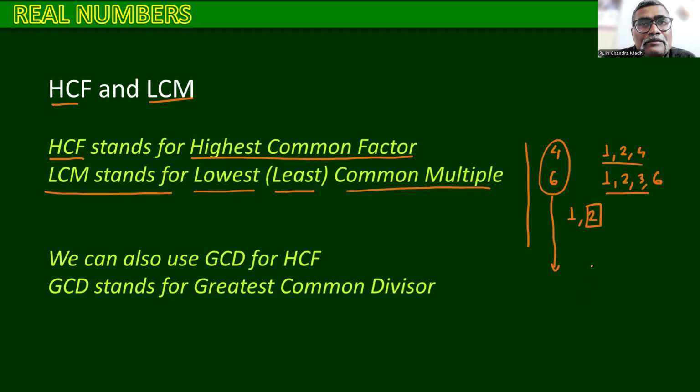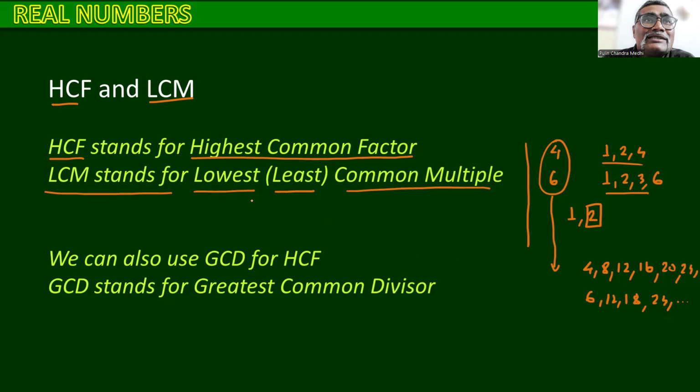This is important. 4 ones are 4, 4 twos are 8, 4 threes are 12, 4 fours are 16, 4 fives are 20, 4 sixes are 24. I'm writing up to this only. And then 6 also you take. 6 ones are 6, 6 twos are 12, 6 threes are 18, 6 fours are 24, and so on.